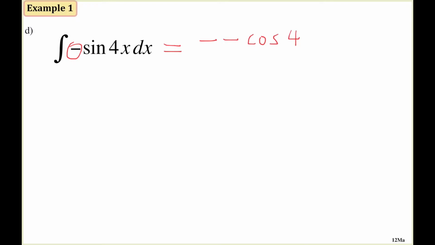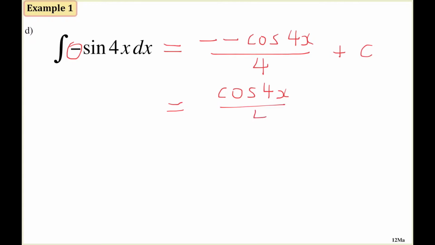The angle never changes. Over the derivative of the angle, the derivative of 4x is 4. And we put our plus c on the end. And obviously those two minuses I didn't really need to write. So the answer's the cos of 4x over 4 plus c, or as another option I could have written 1/4 cos 4x plus c.